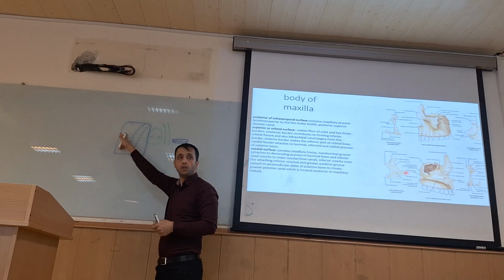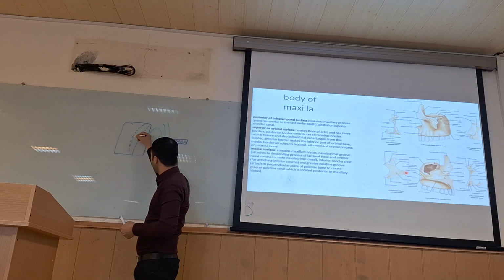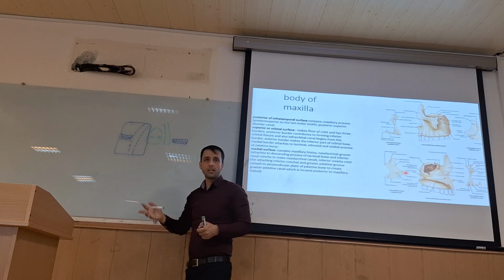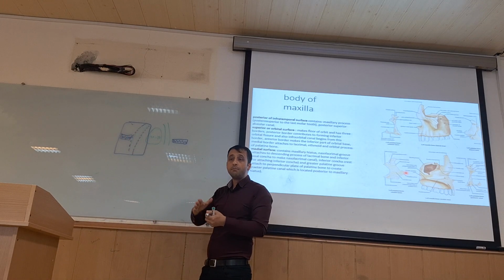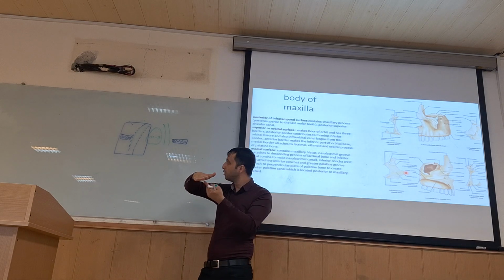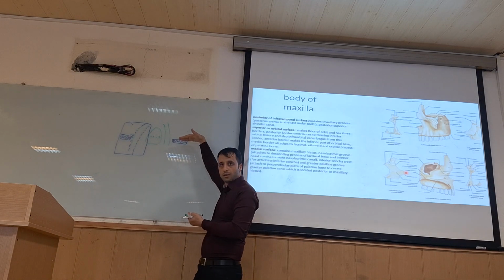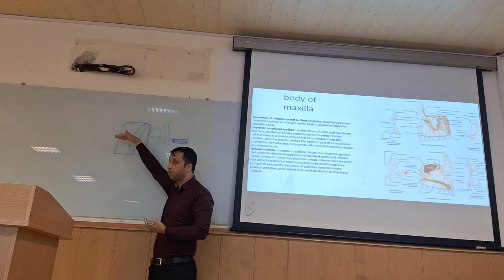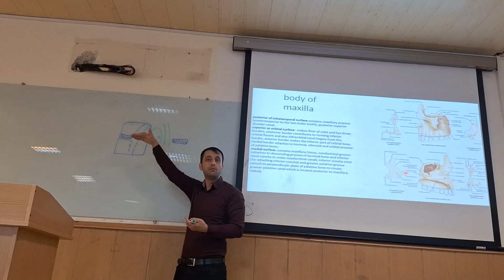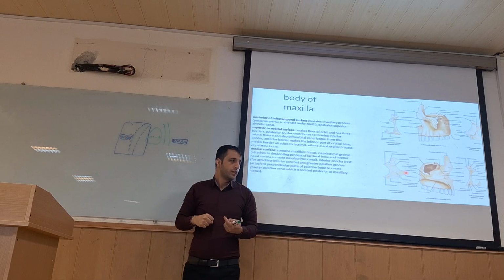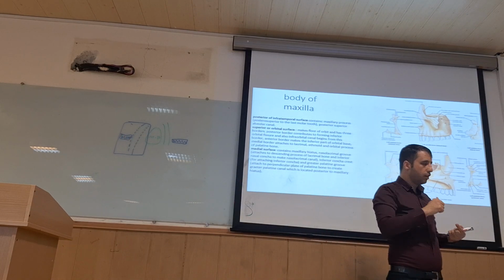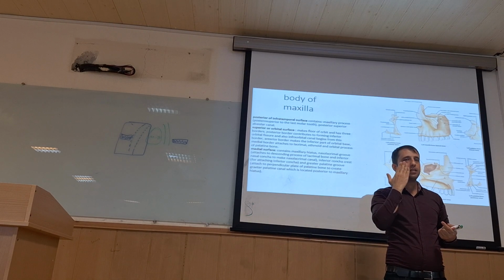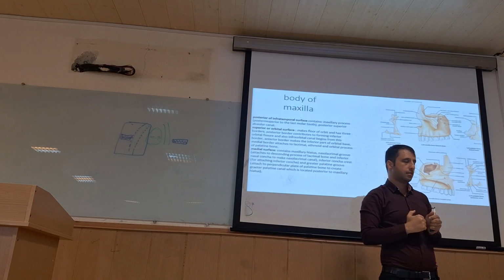Also in the perpendicular plate of palatine bone, I have another crest. Greater conchal crest. Why? Because inferior nasal concha connects here. Okay? Anteriorly it connects to conchal crest of maxilla, posteriorly it connects to conchal crest of palatine bone. Okay? It was the features of the body: superior, anterior, medial, and posterior surface.